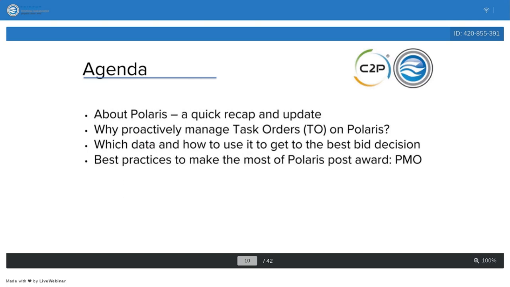And with that, the agenda is going to be straightforward. A quick recap of Polaris. Why are we going to be proactively managing the task orders? Again, which data to use, and then we're going to talk about the Project Management Office.